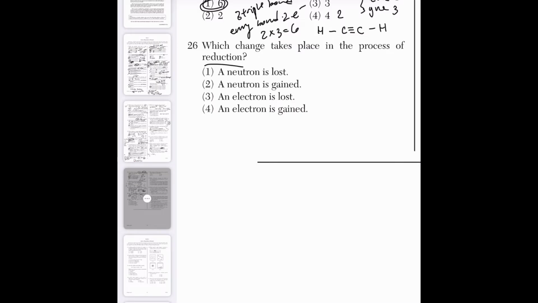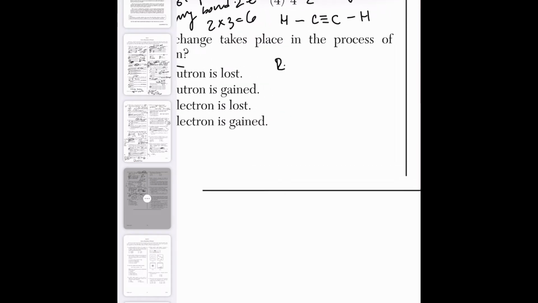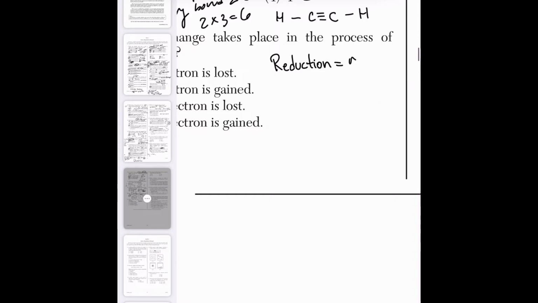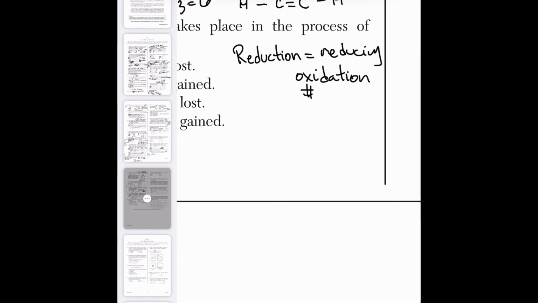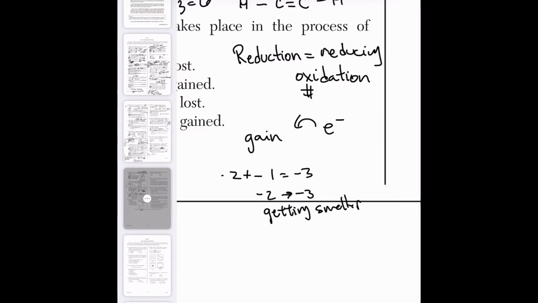So reduction. How I thought of it was reduction is reducing oxidation number. So how do you make the oxidation number go down? Well, you gain an electron. Because say if you had something whose oxidation number was -2, and then you give it an electron, it'd be -3. So from -2 to -3, you're getting smaller, which would be a reduction. So yeah, gain an electron.